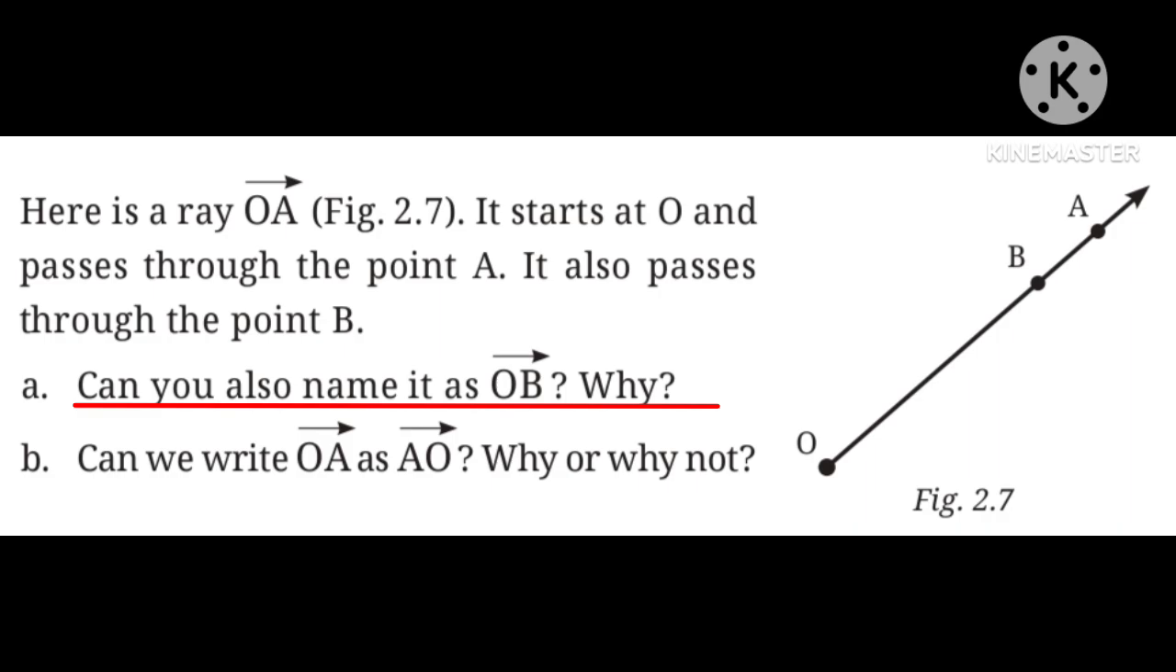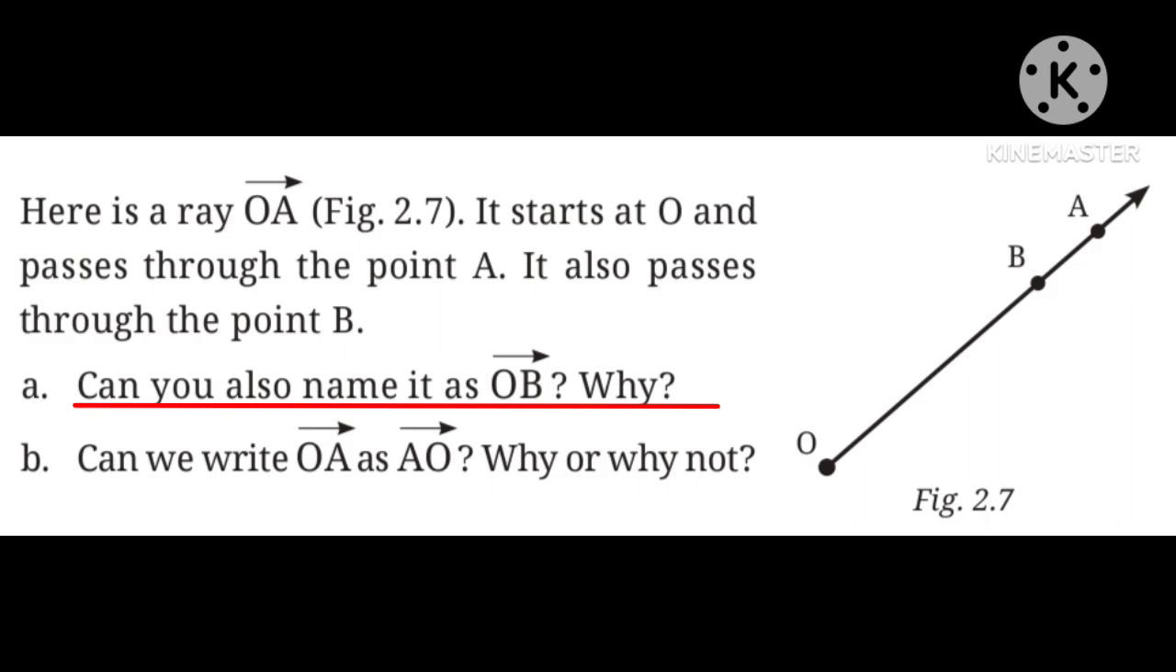Because as per the definition, a ray should have one endpoint or a starting point and the other end should go on endlessly. Here O is the starting point or an endpoint and the other end is going endlessly. As we carefully observe, the ray is already formed with O as the starting point and the other end going endlessly. Now A and B are just points on a ray. So when we can write OA, we also can write OB because A and B are just points on a ray.